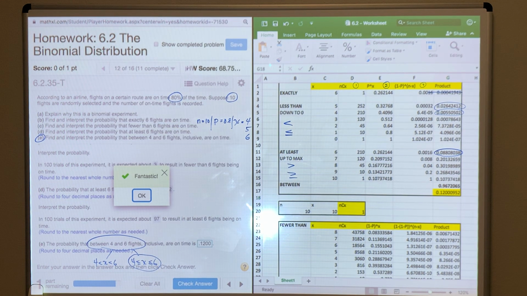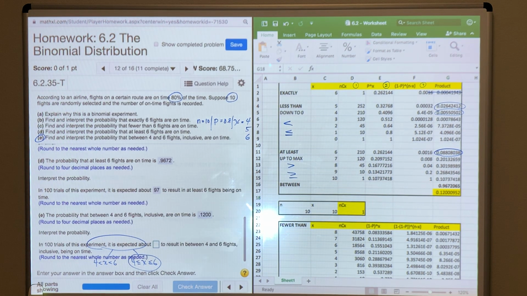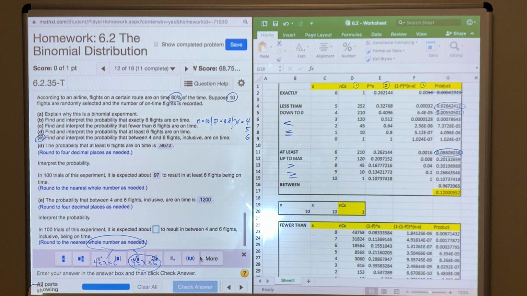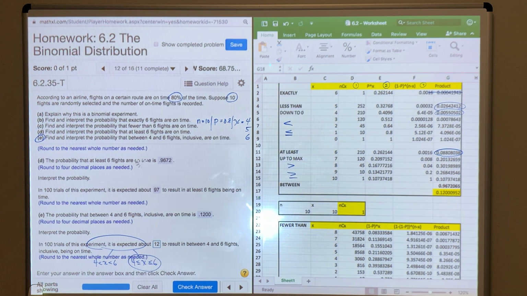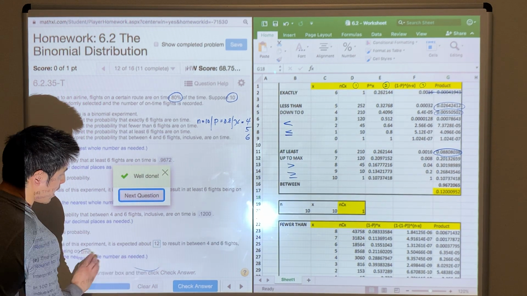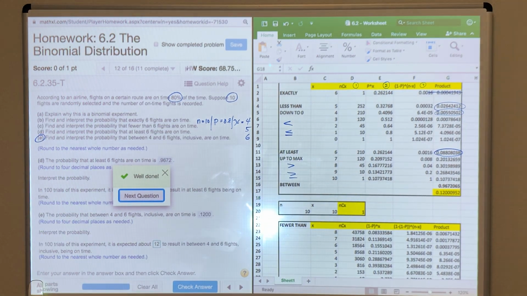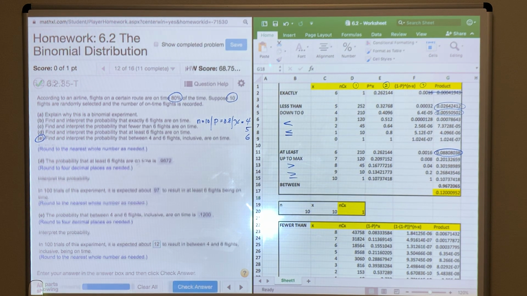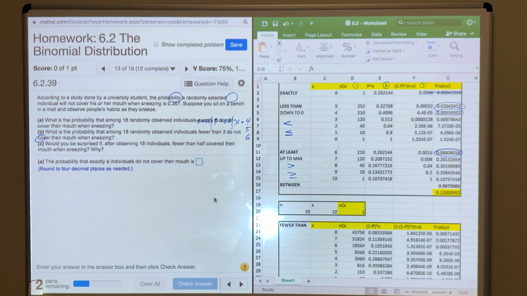All right, and maybe they'll ask us one more. Yes, again, if you had 100 trials, what would happen? 12 would be between there. Just multiply by 100 and round accordingly. And there it is, one of the most difficult problems. This is a lot. There's a lot going on here. If you can do it, you have a great understanding of what's going on. Okay?